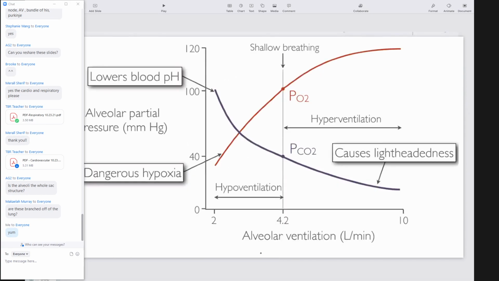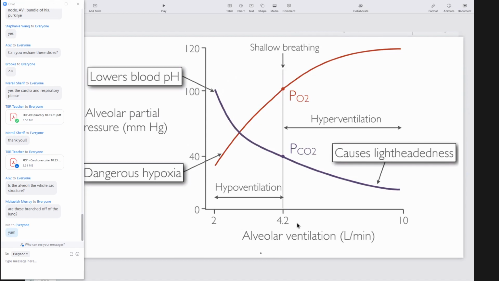So here's kind of a graphic of what this does at any given moment. So let's say you're sitting here right now, right? Just at rest, you're shallow breathing. You're not breathing too hard. You're not running. For the average person, the alveolar ventilation is about 4.2 liters per minute. You don't need to know the absolute number. That's just to kind of orient ourselves.